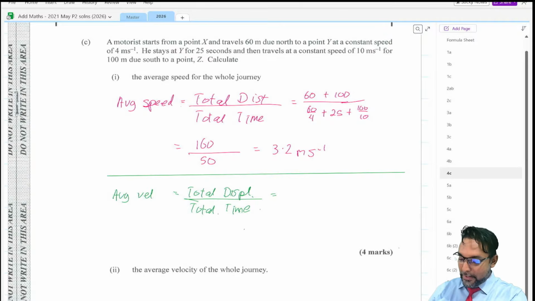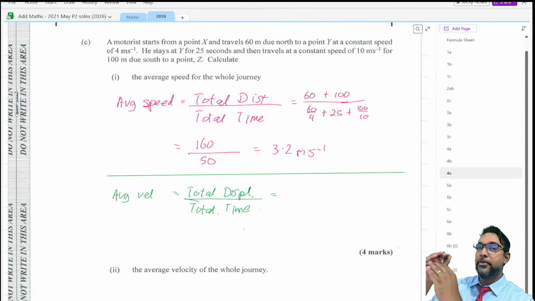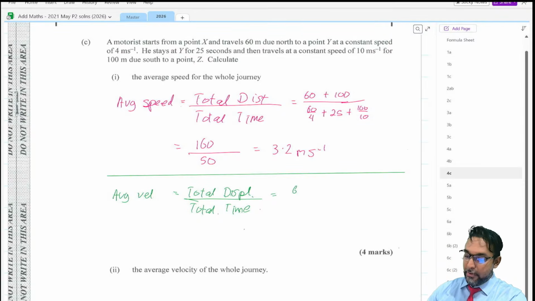Everybody tired. Right, okay, so check the displacement, right? If it travels 60 due north and traveling due north is positive, when it travels south, that's negative. So what's going to happen? Instead of adding the 100, you're going to subtract it. And the time taken is the same, 50.